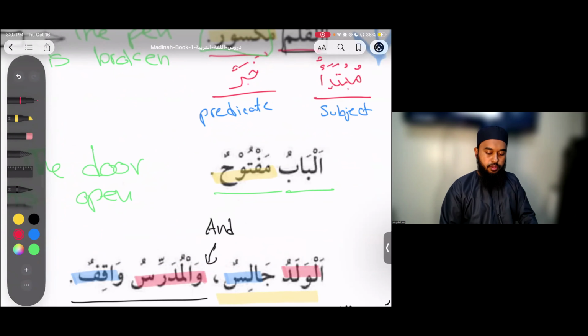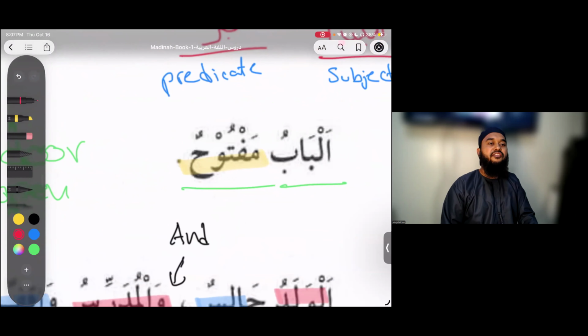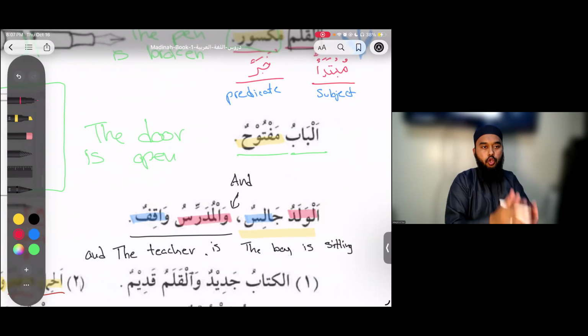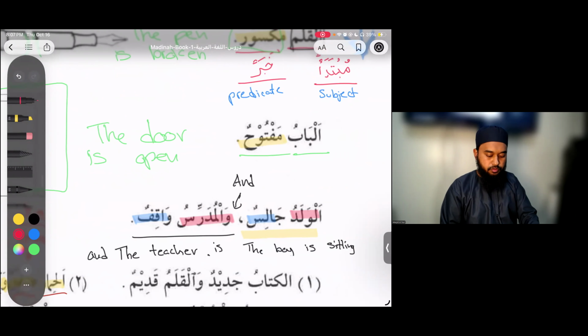Al-bab, maftuh. Can someone translate that? It comes from the word fatah, which means to open. Therefore, al-babu, the door is open. Okay? Again, this is subject predicate in English. The door is open. You're not leaving it as an ambiguous sentence. The door. What about the door? The door is. What about the door is? The door is open. الباب مفتوح.